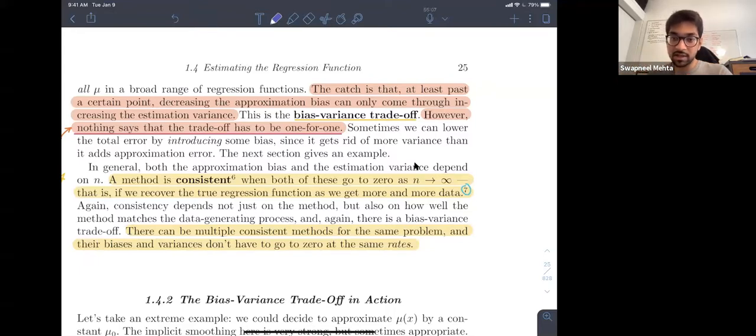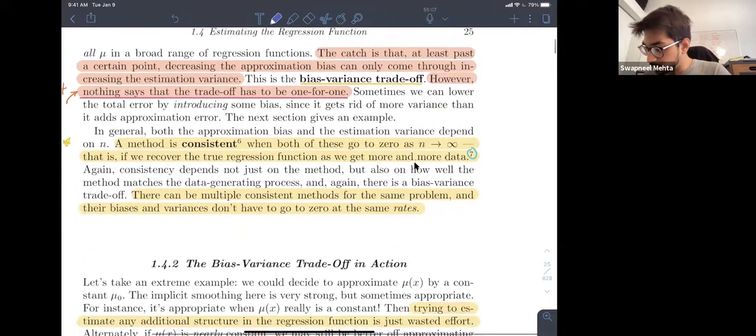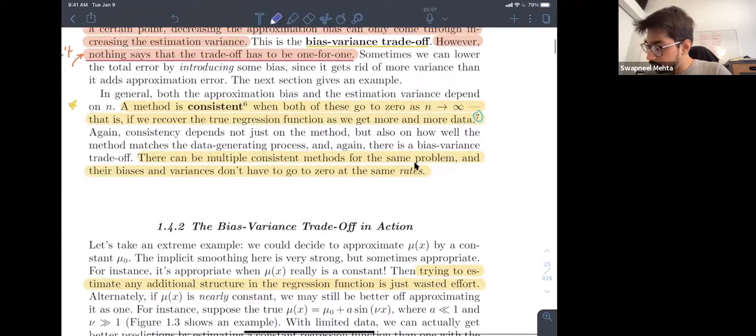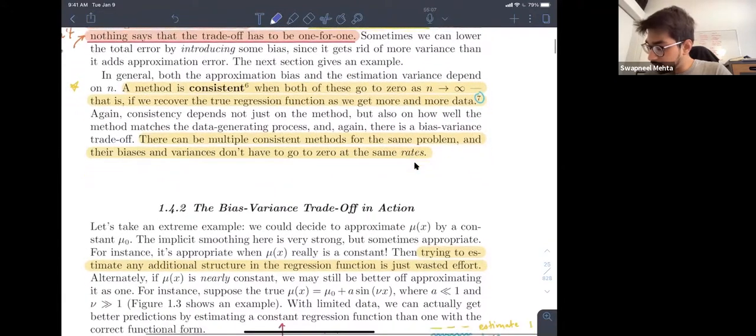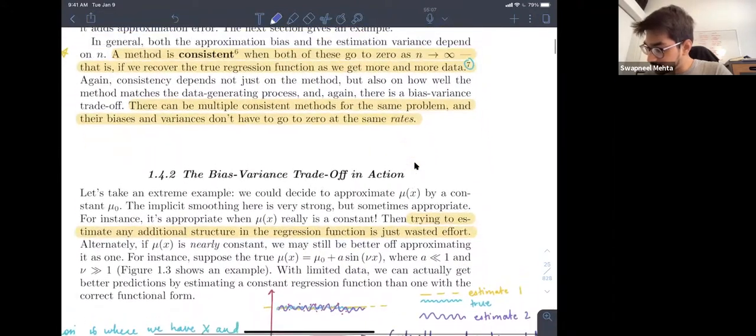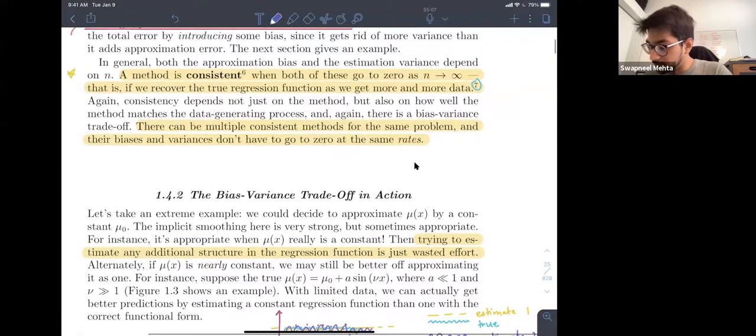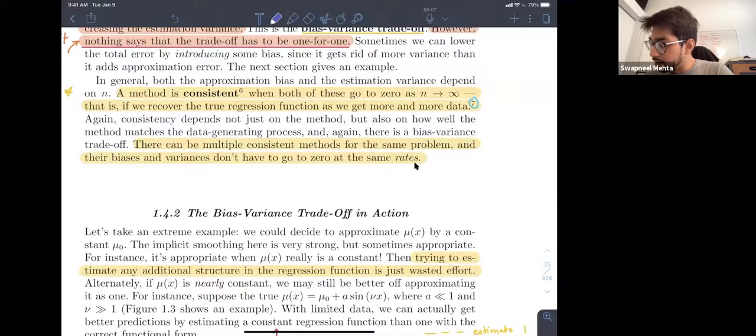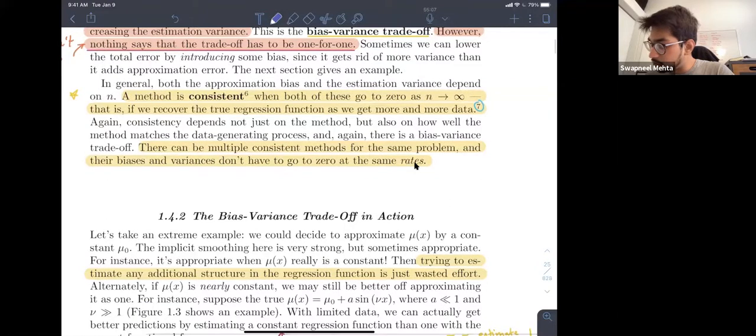And that is important to note. Now, I don't want to talk about consistent methods as much, but I can just read this out. A method is consistent when both of these, the bias and variance, go to 0 as n tends to infinity. That is, we recover the true regression function as we get more and more data, which sort of makes sense. As you get more data, you want to predict perfectly.